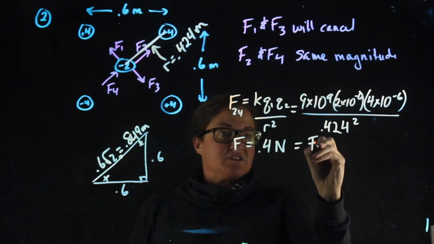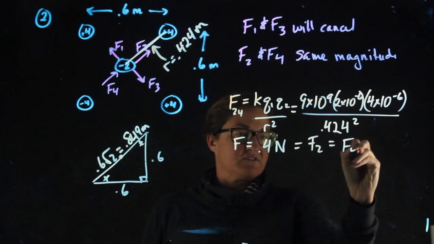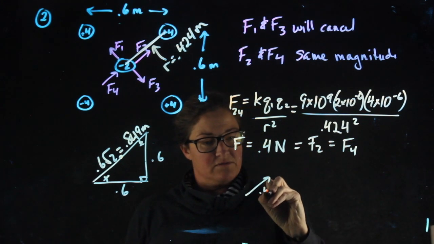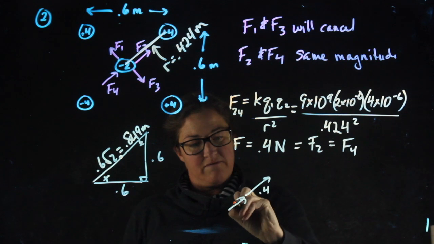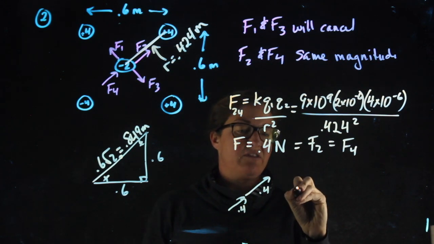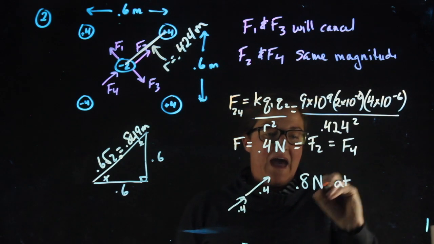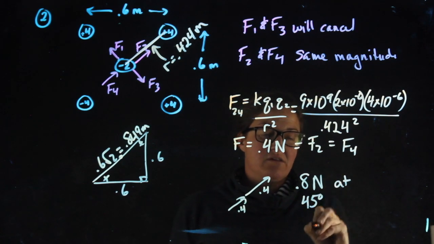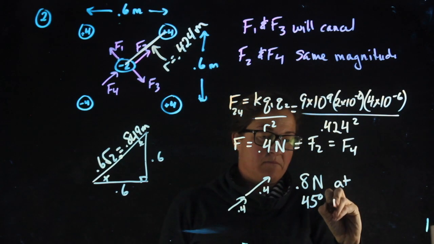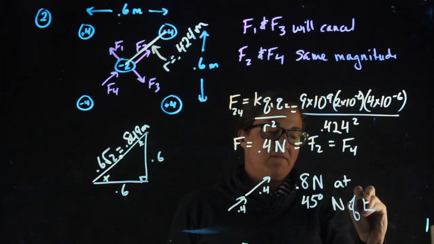That is force 2, and it's also force 4. So I have 0.4 newtons, 0.4 newtons going in the same direction. They're going to add up, giving me 0.8 newtons at a 45-degree angle, and we're going to label this north of east.